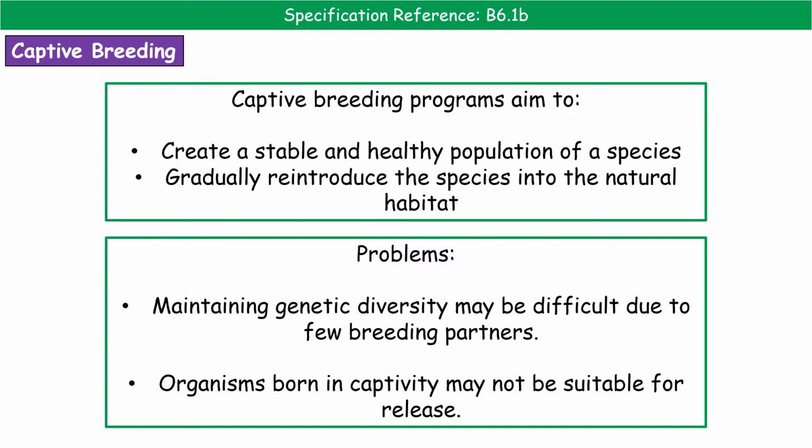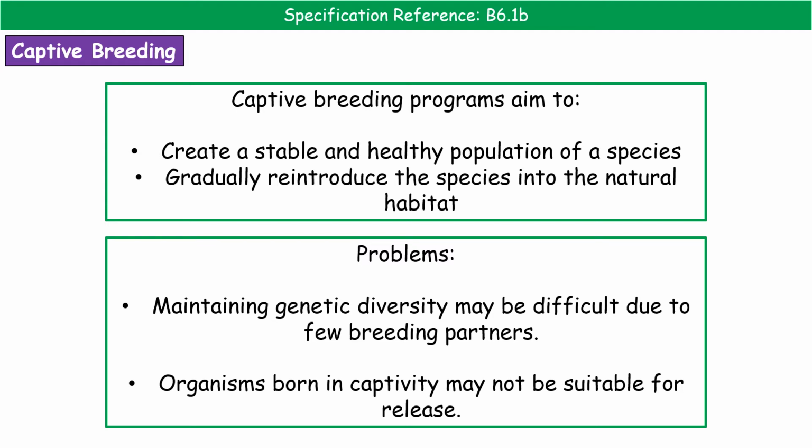There are some problems. Firstly, there's an issue with maintaining genetic diversity. If there's only a very small number of these organisms left, there's not a range of breeding partners, your gene pool is small. That means you may have a lot of genetic problems and diseases coming into that population. Fall below a critical number, no matter what you do, that species is going to die out because the gene pool is just a little bit too small.